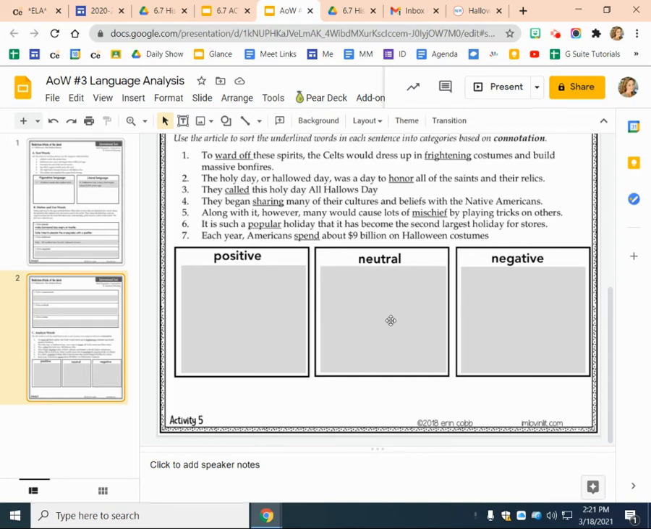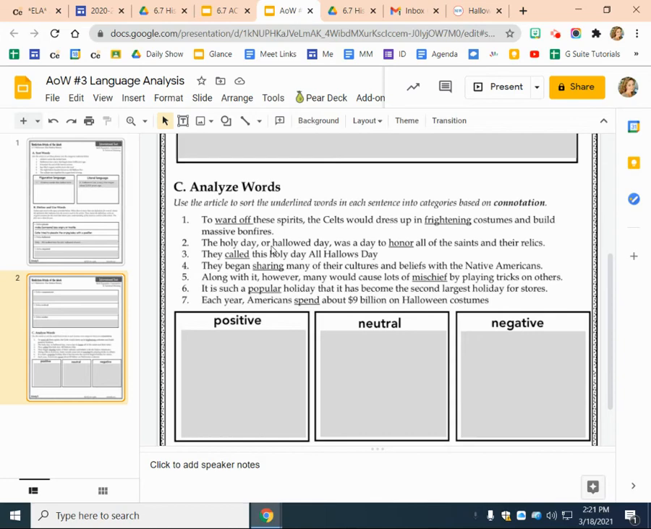So what you need to do here is you need to go through the words that are underlined and you need to place them in the appropriate box. So I'm going to read through those, and then I want you to type the words when I'm done, or you can do it while I'm reading. I'm going to read them pretty quickly, though. I want you to put the word in the right box. So we have number 1 is ward off, frightening, honor, called, sharing, mischief, popular, and spend.